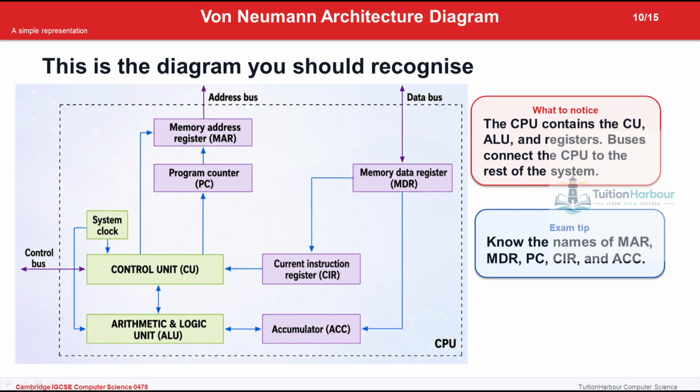Von Neumann architecture diagram. This diagram shows the main components inside the CPU. The control unit, ALU, registers, and system clock work together. The address bus carries addresses, the data bus carries data, and the control bus carries control signals.